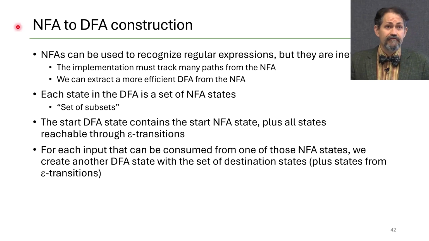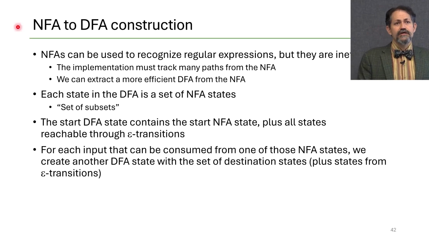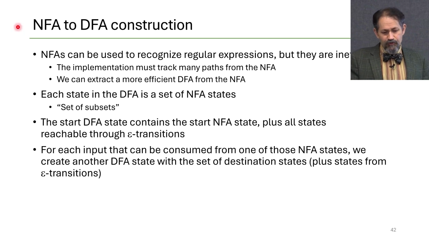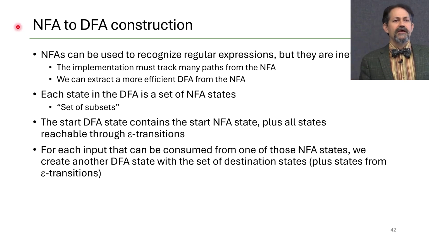The start state of the DFA contains the start NFA state, plus all the states reachable through epsilon transitions, right? So basically we're going to collect all the places you can get without reading any characters in the NFA, and all those states together will be the start state of the DFA. And then for each input that can be consumed from one of those NFA states, we create another DFA state from the set of destination states. So let's look at that construction on the whiteboard.